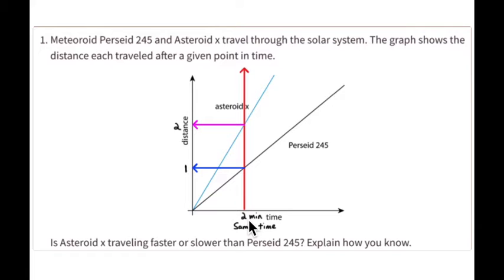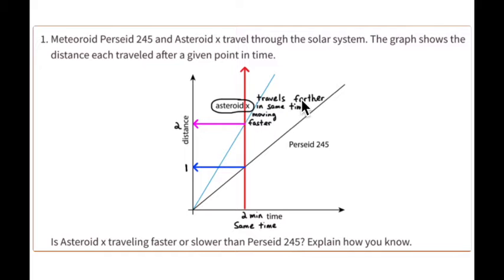Okay, so now let's say you and your friend are running from your classroom to the lunch tables, and you measure how far you've run in 2 minutes. Well, your friend makes it all the way to the lunch tables in that 2 minutes. You've only made it halfway. So your friend in this case is running faster. So who goes farther in the same amount of time is moving faster. So again, asteroid X is the faster space rock. So it travels farther in the same time, moving faster.